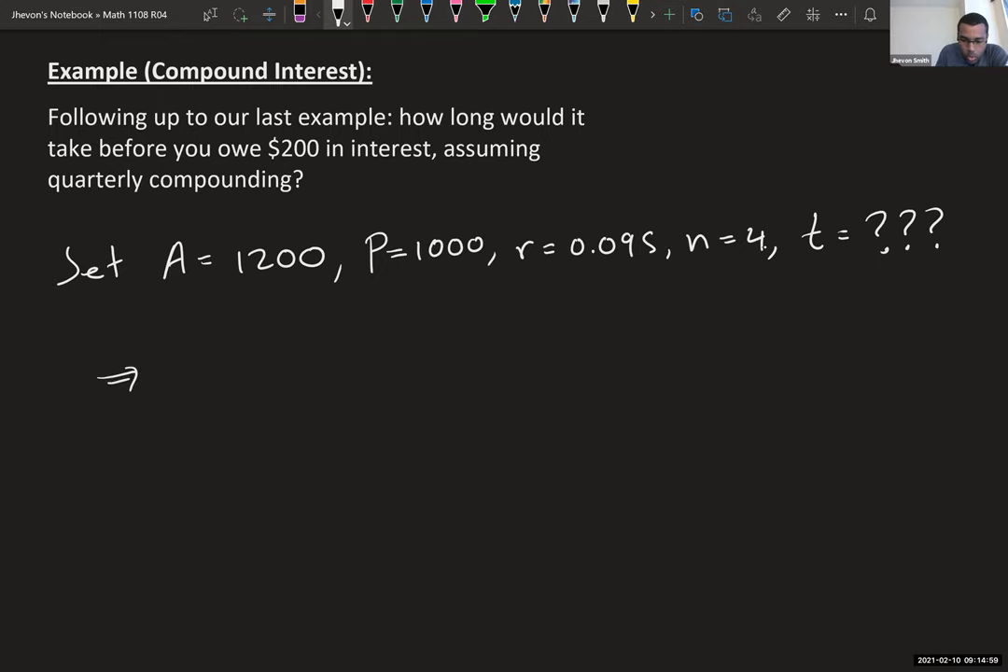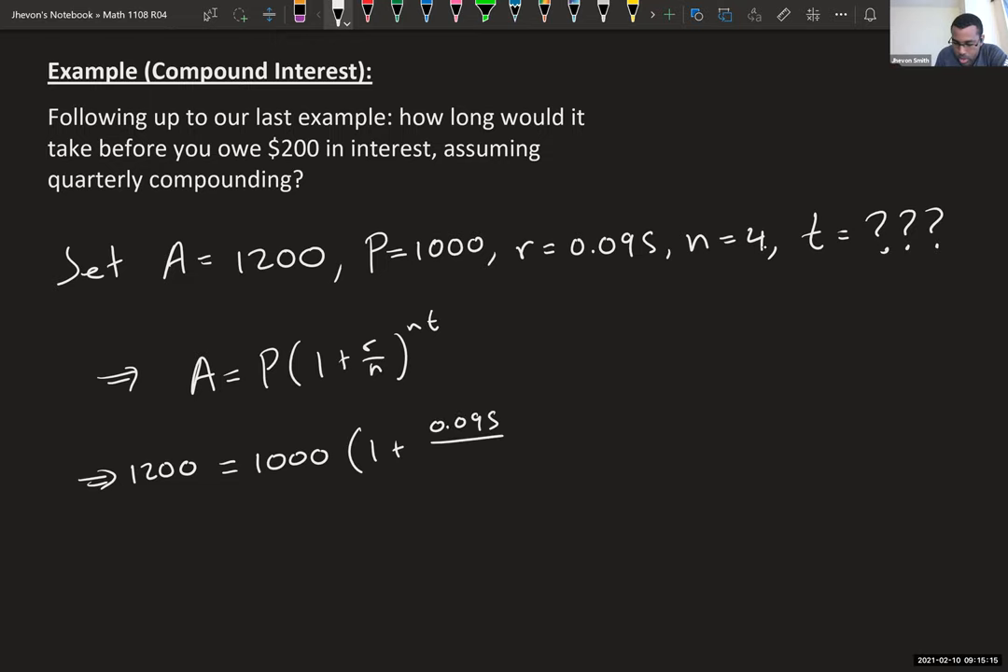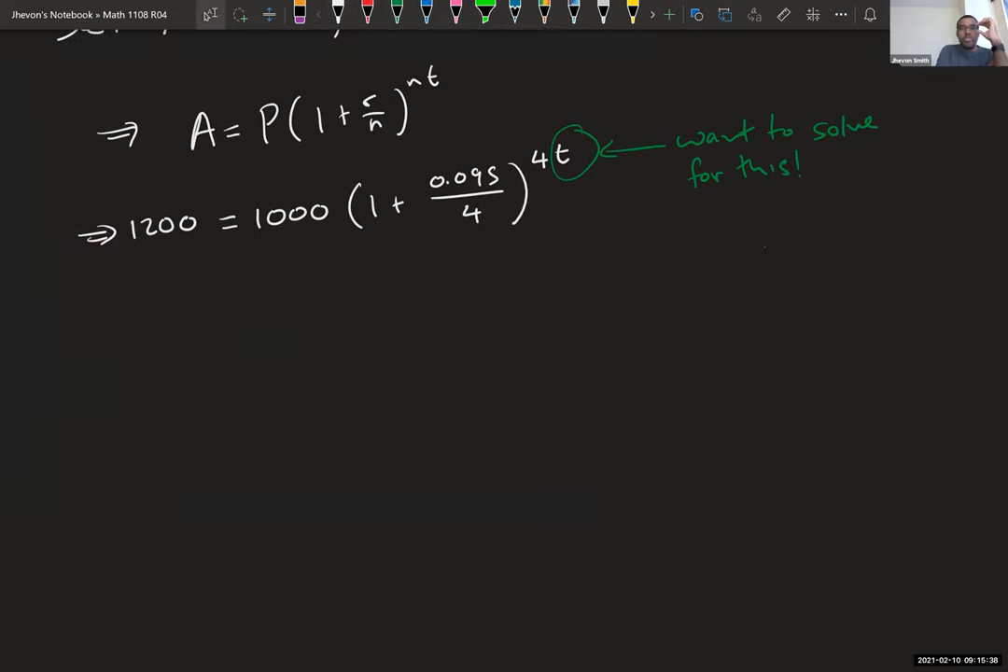So now we know that A is equal to P times 1 plus R over N, to the N times T. So now we're going to plug in everything we know. 1,200, 1,000, 1 plus 0.095 over 4, to the 4T. I don't know what the T is. So now we have to solve for the T. Okay, my people, how do we solve for that?